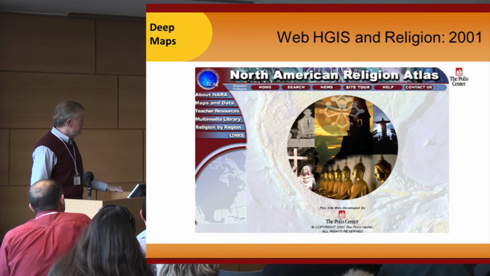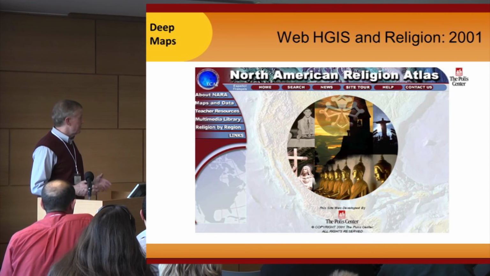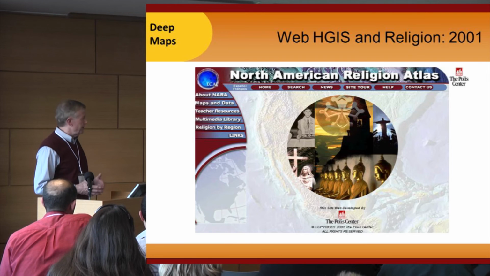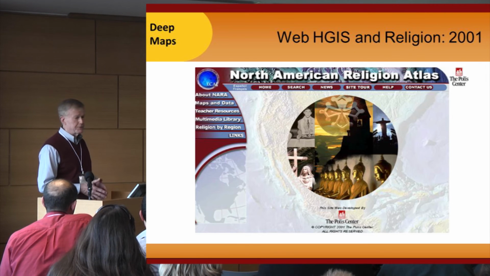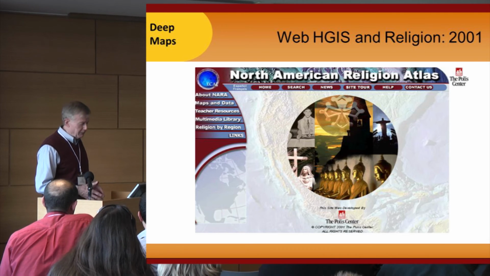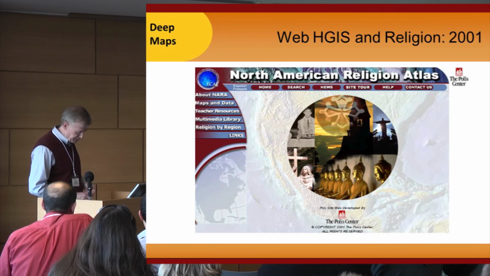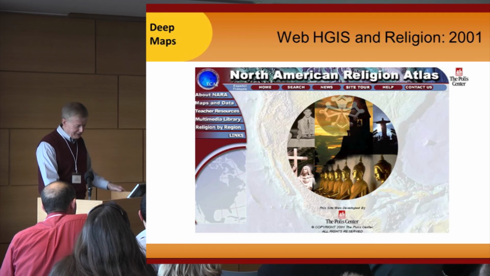So we first began to gather this information as a project of the Electronic Cultural Atlas Initiative, and we moved this information to the web. It was the first time this had been done. We did this in 2001, calling it the North American Religion Atlas. And you can see by the images there that it's rather a dated conception of religion.